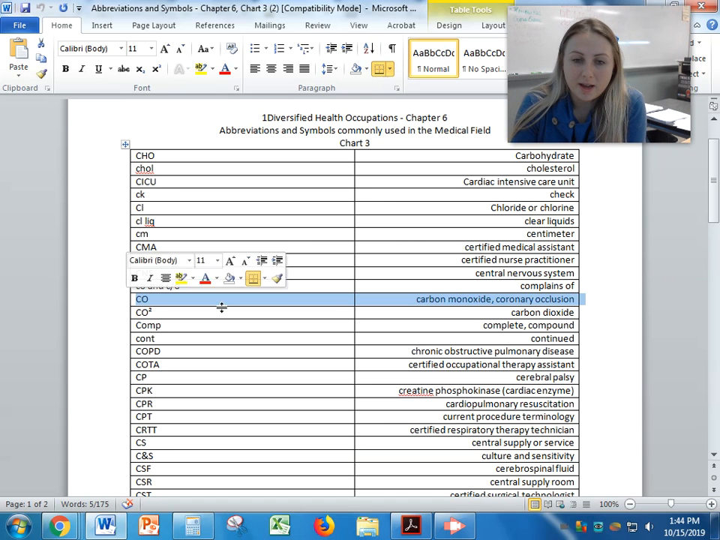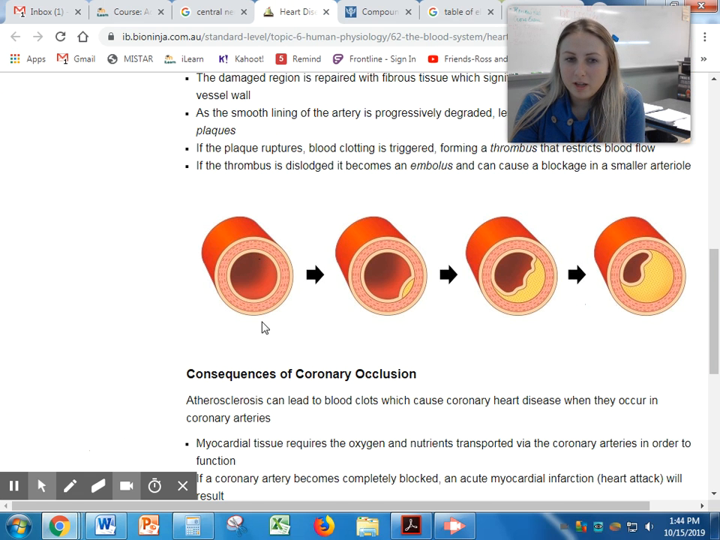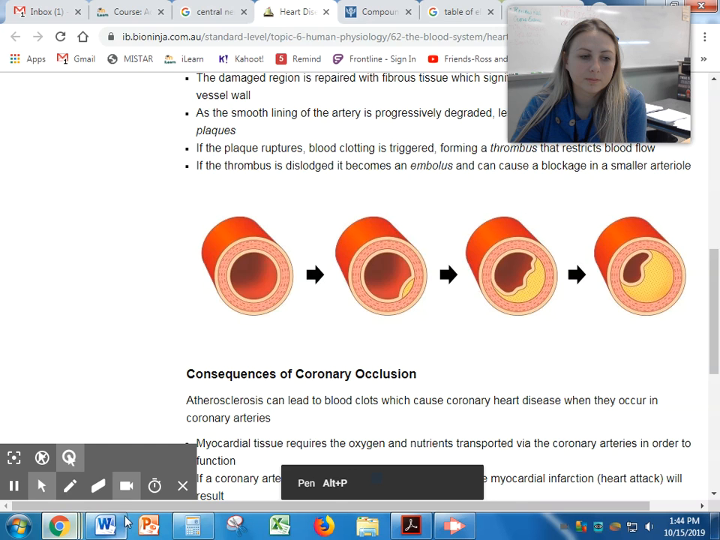So there's that. Coronary occlusion. So this coronary refers to the blood vessels that supply your heart with blood. And it's like a normal blood vessel, okay? And an occlusion is a blockage, all right? So this is a normal, healthy blood vessel. Then here's with a little occlusion, a little more occlusion, and this is almost completely occluded, okay? So a coronary occlusion is a blockage of a blood vessel that supplies your heart with blood. Okay.